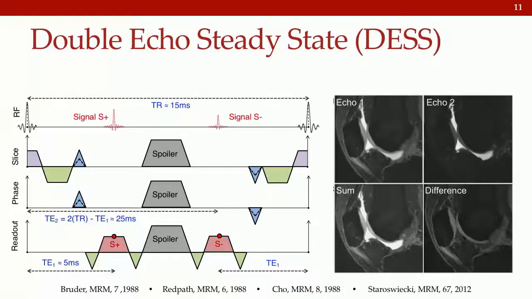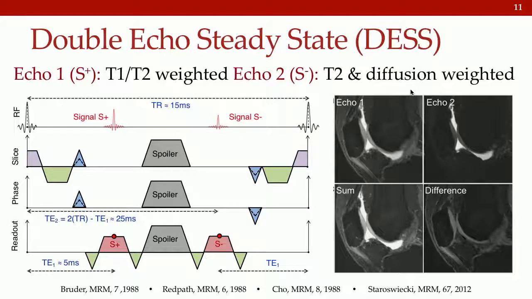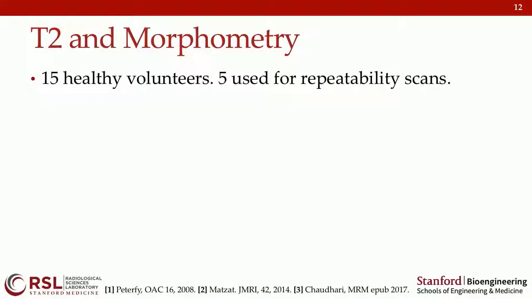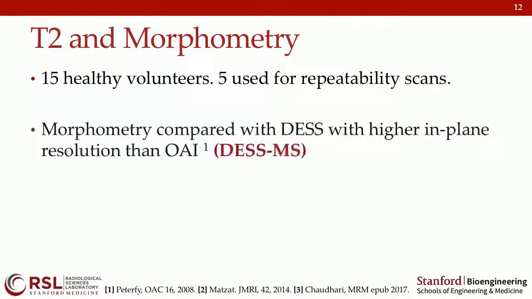In the osteoarthritis initiative and in other research studies, double echo steady state imaging has proved to be very valuable, where you acquire two different echoes of a gradient echo sequence and you can add these up to a sum image, you can take a difference image, or you can post-process this in a number of different ways. So the first echo is T1 over T2 weighted, and the second echo is T2 and diffusion weighted.